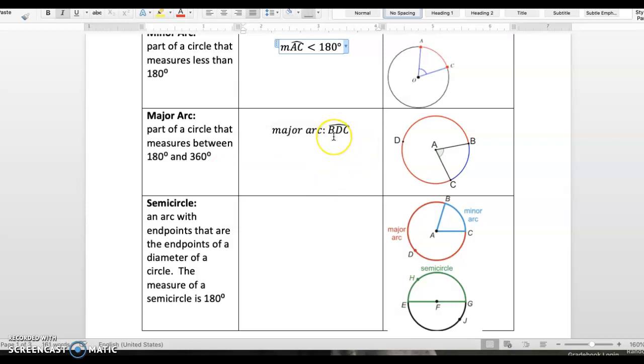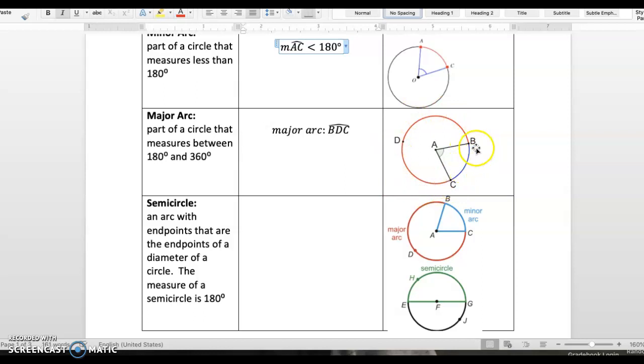Now, this one has 3 letters, and the reason for that is if I just said BC, well, I could be talking about this blue region here, or I can be talking about this red region here. So you need to be specific again when it comes to naming arcs as well, with the little arch symbol over it. So since I want to talk about the major arc in red, I have to name it as B, I'm going to go through point D, then C. You could have also named it CDB as well.